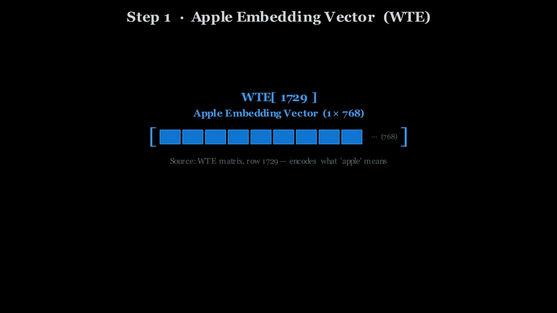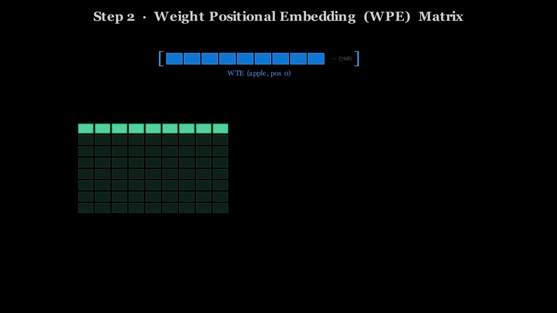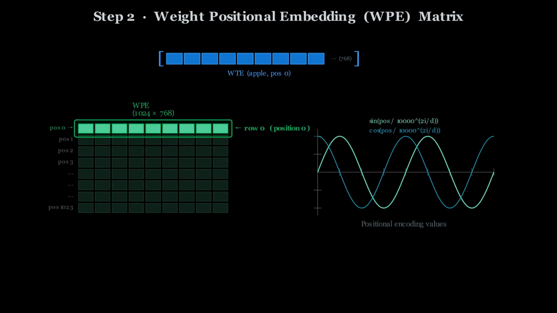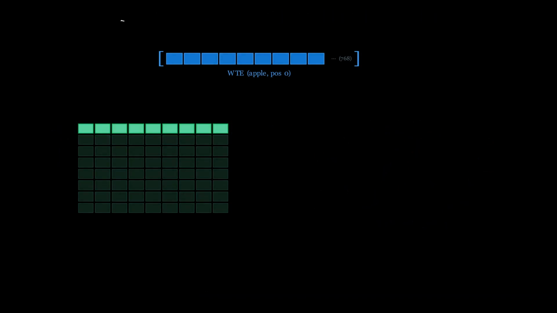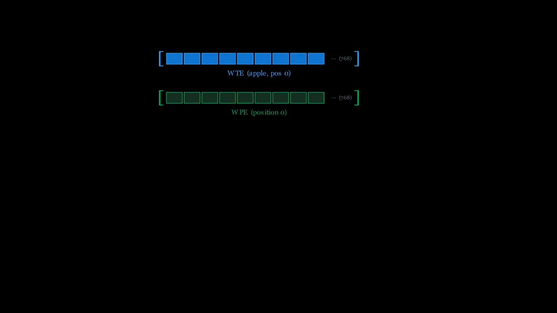So how do we create this positional embedding? We fill a 768-dimensional vector using sine and cosine functions. For even index dimensions, we use sine. For odd index dimensions, we use cosine. Each value is calculated using the position and the dimension index. Since apple is at position 0, sine of 0 gives us 0 for all even dimensions, and cosine of 0 gives us 1 for all odd dimensions. Now we have our positional embedding vector.